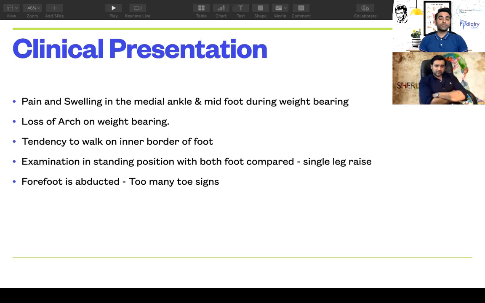One of the things I tend to look out for is the too many toes sign. It's something people can actually do at home as well. When they're standing, if you look at it from behind and you can see three or more toes, that tends to be one of the clinical signs, a clinical test that I do. Okay. Anything you'd like to add? No, not really.